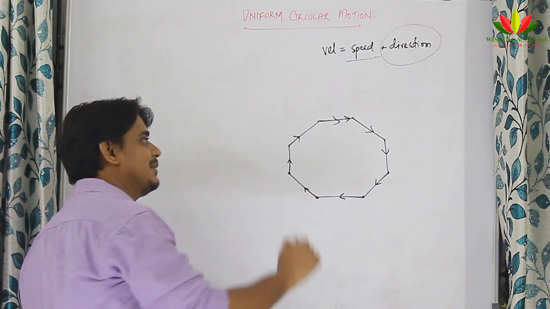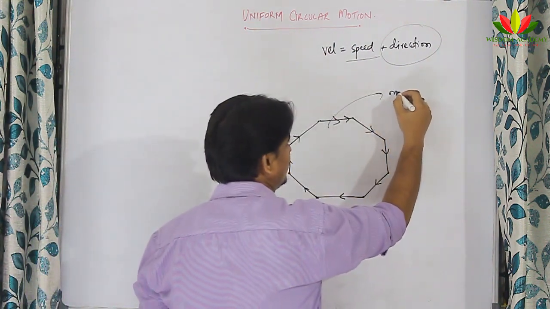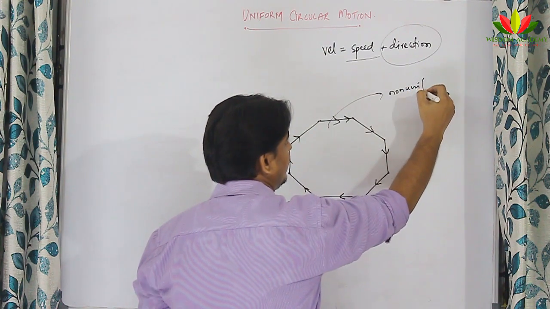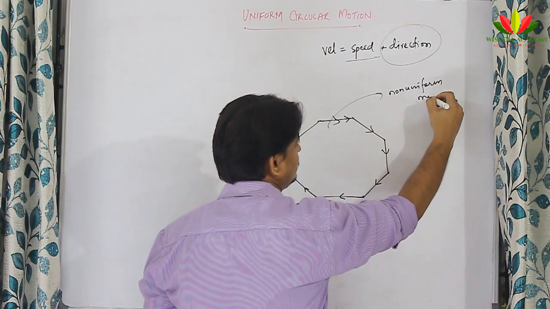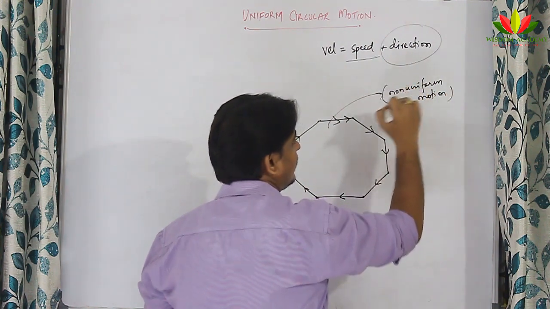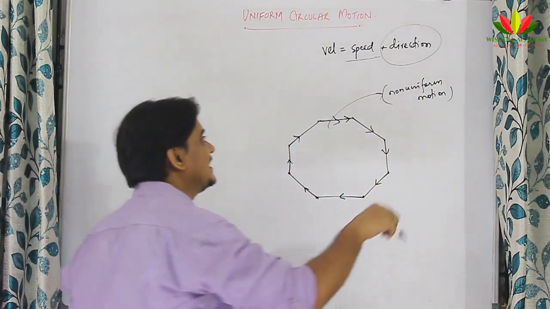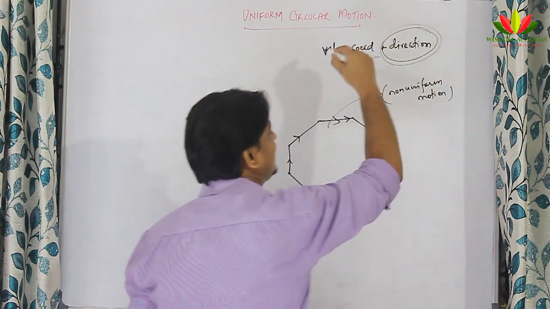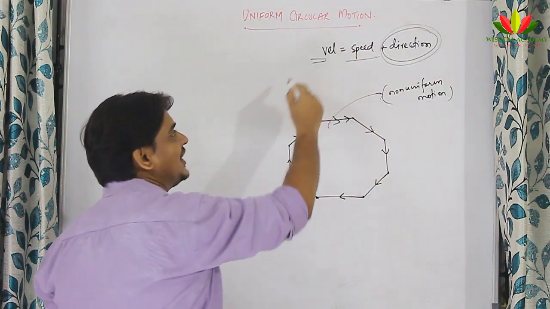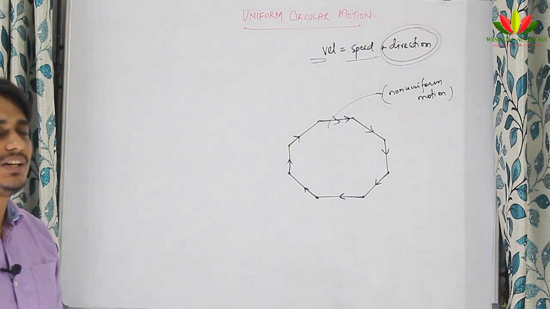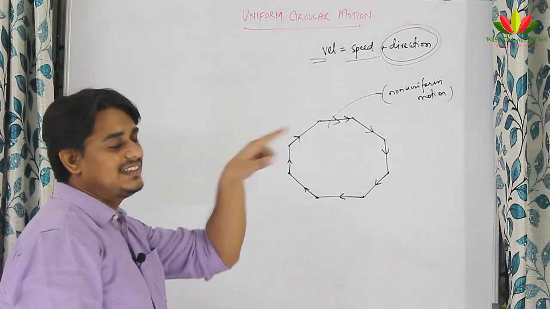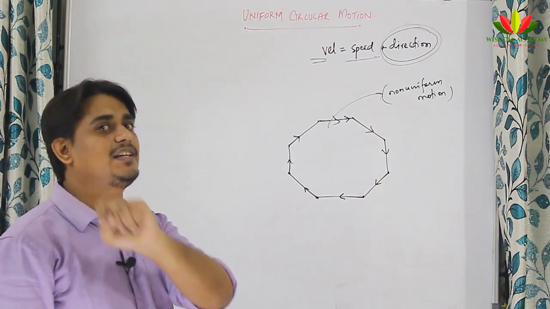I cannot say. It becomes a non-uniform motion. Why does it become a non-uniform motion? Because though the speed remains the same, the direction is changing, and since the direction is changing, it is a change in velocity. So in order to attain this, definitely it will be accelerated motion only.